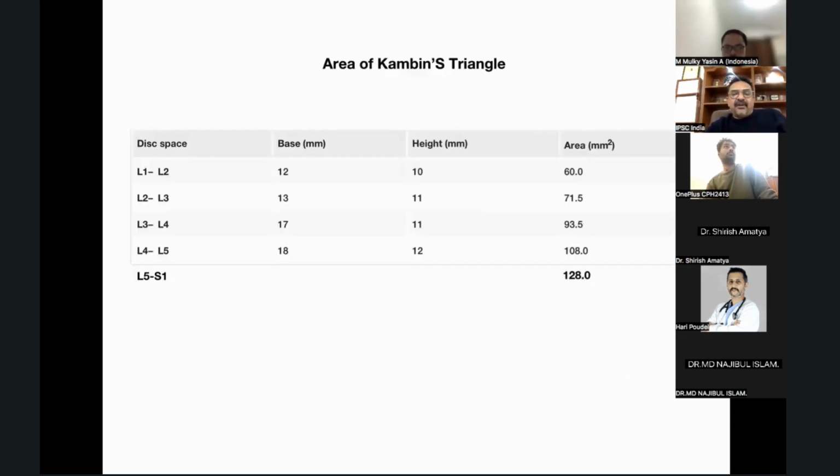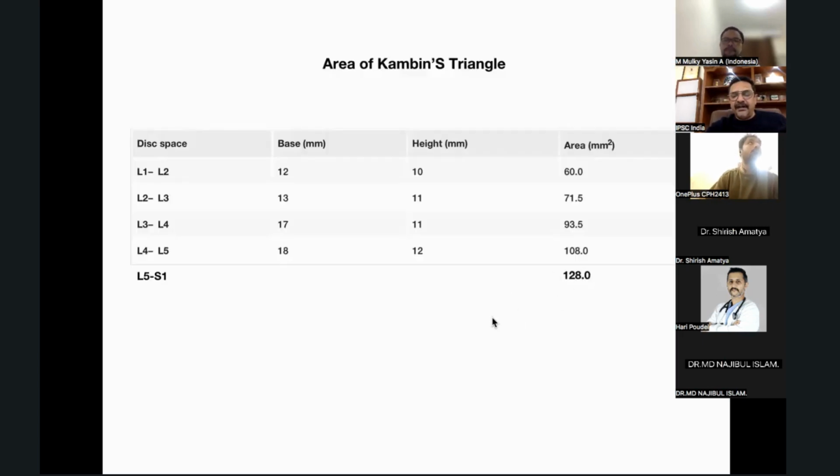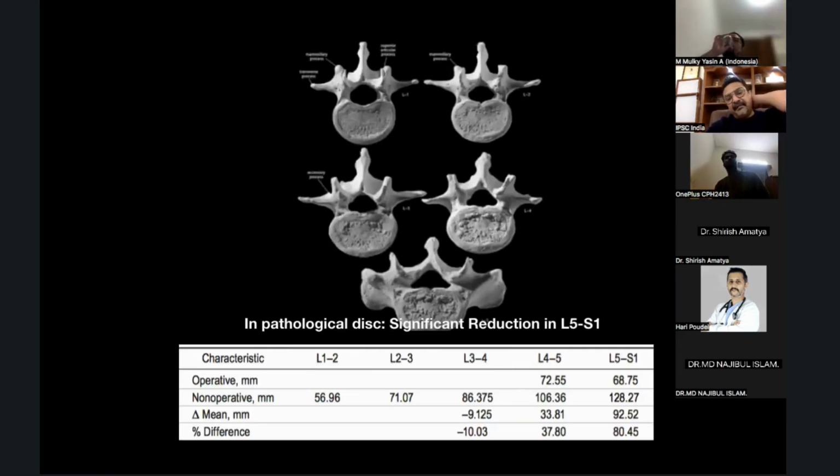The area of the Cambridge triangle, as we see, is minimal at the L1-L2 level, and it goes on increasing, and it is maximum at the L5S1 level. But despite having this big area at the L5S1 level, whenever we have pathologies at the L5S1 level, the Cambridge triangle is most compromised in the L5S1 region.